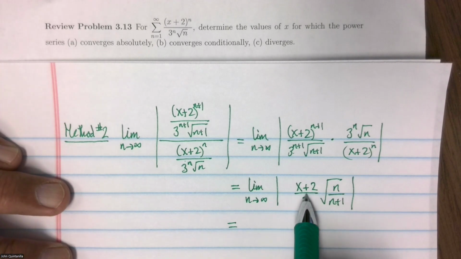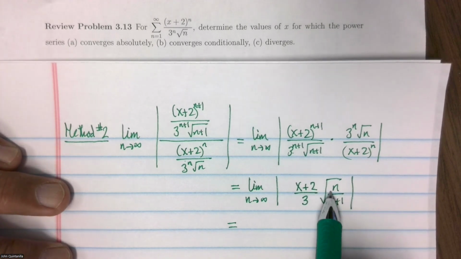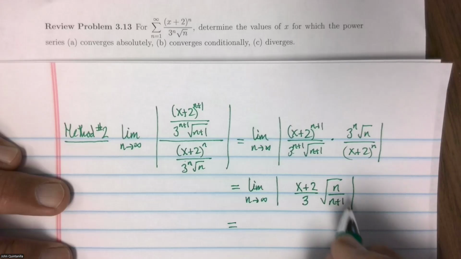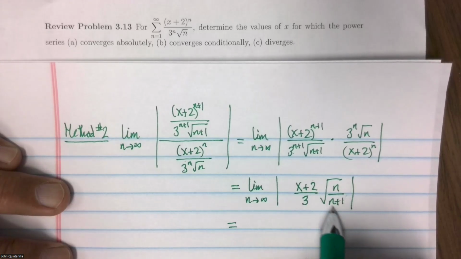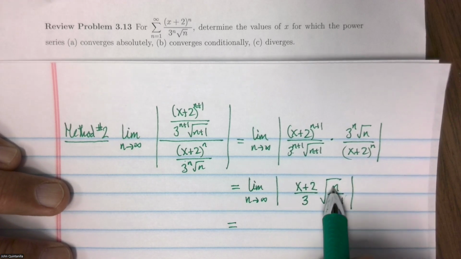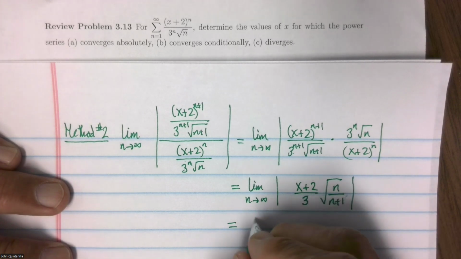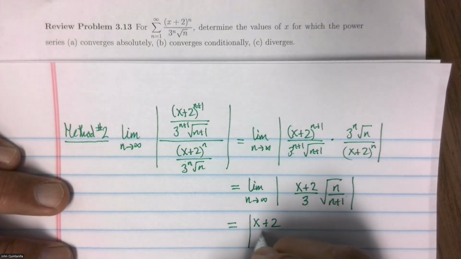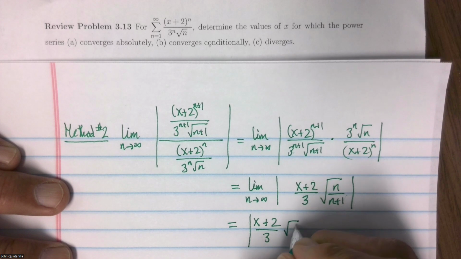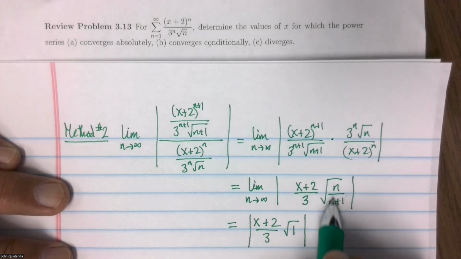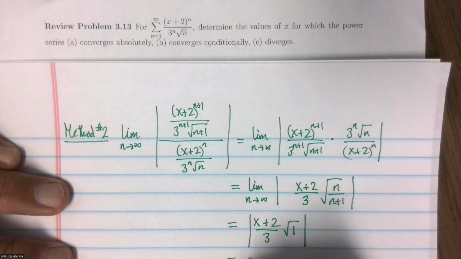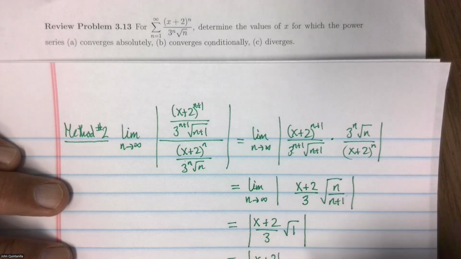Okay, and so once again, we now take the limit of this part. The x plus 2 over 3 just comes along for the ride. The limit of n over n plus 1 is equal to 1. This is a rational function. The degree of the top is equal to the degree of the bottom, and so I can divide the leading coefficients. So I have the absolute value of x plus 2 over 3 times the square root of 1, because n over n plus 1 goes to 1 as n goes to infinity. And I get the same thing that I had before, the absolute value of x plus 2 over 3.